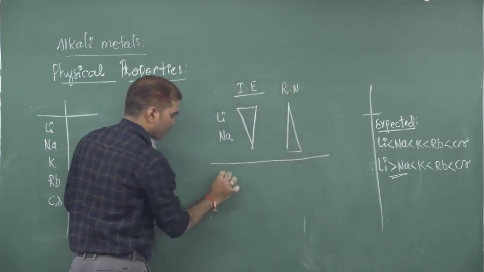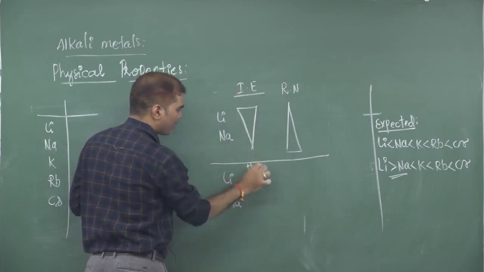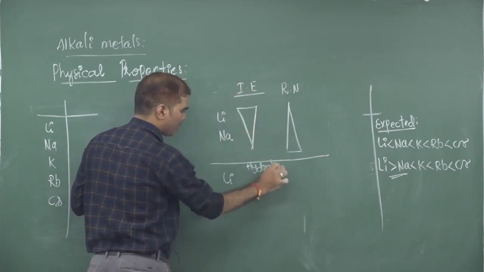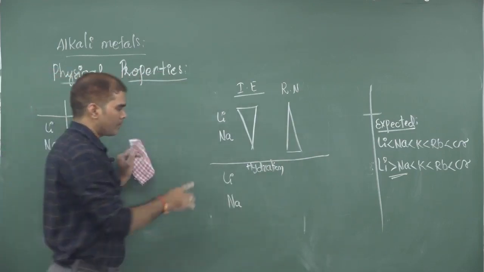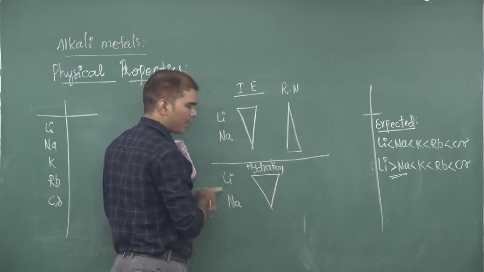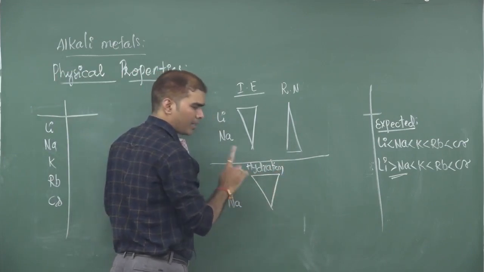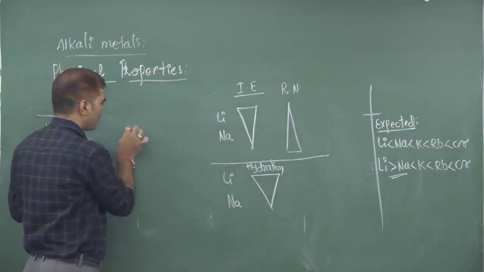Next. Again compare lithium and sodium. Come to hydration now. First property I have taken is ionization energy. Come to hydration. In which case hydration is high? Lithium hydration is very high because it is very, very small. Therefore, hydration is very high. Whenever hydration is very high, what is the meaning of it? What is the meaning of reduction?